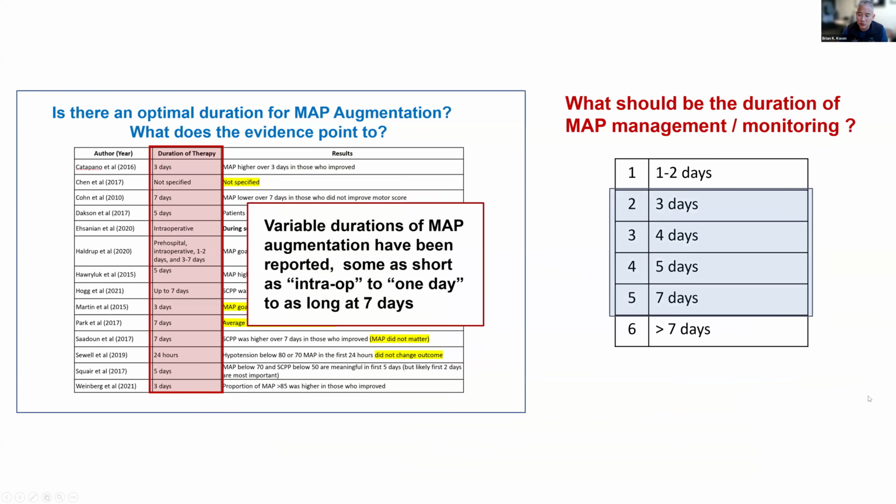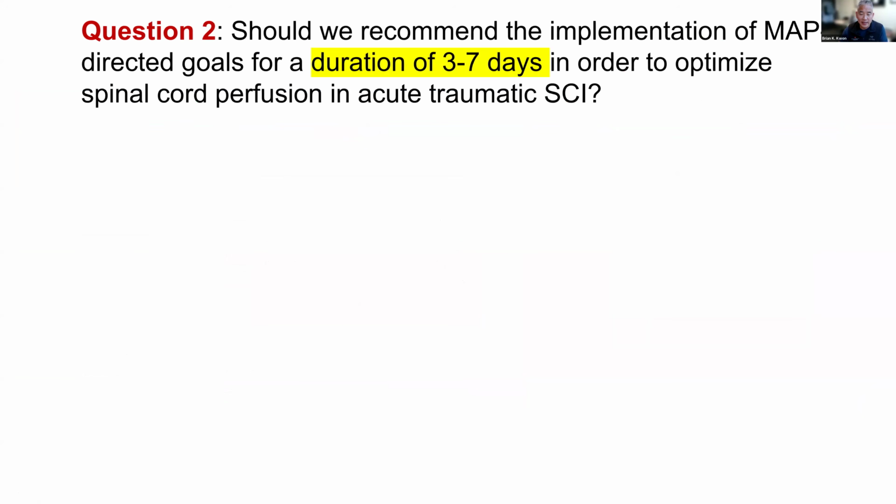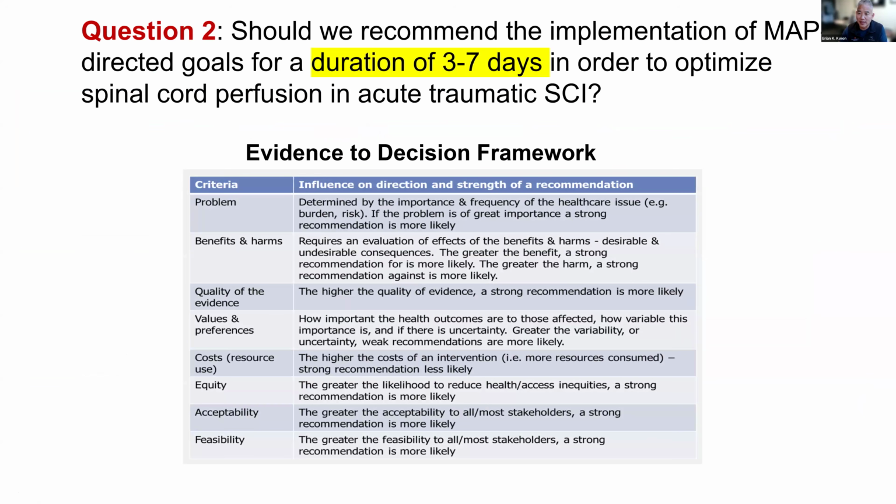And the vote was really kind of ranging between 3 days to 7 days. And I think that probably reflected the reality for many surgeons that it's sometimes hard to keep somebody in the intensive care unit for a full 7 days for hemodynamic management. So again, this was the question that then was put through the evidence to decision framework. Should we recommend the implementation of a MAP-directed goal for a duration of 3 to 7 days?